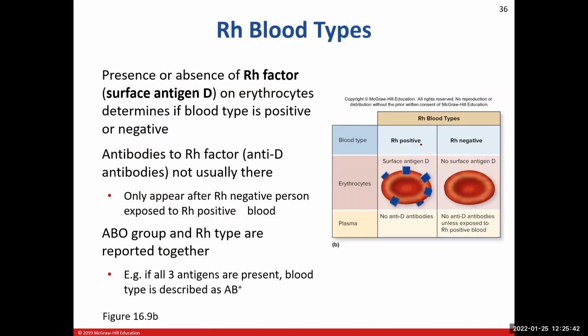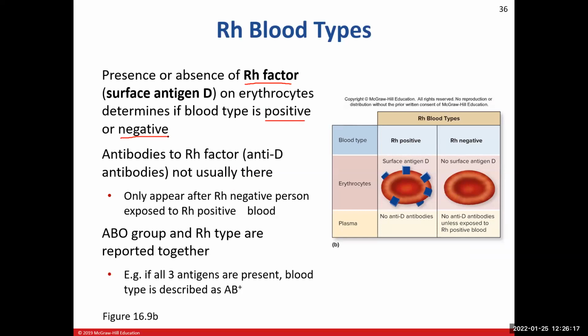All right. So when we talk about the positive now, remember, I'm A positive. When we're talking about the positive, we're talking about what we call Rh factor, also known as surface antigen D. Now we're just adding another antigen to our blood typing here, okay? So this Rh factor is going to determine if we are blood type positive or blood type negative, okay? Keep that in mind.